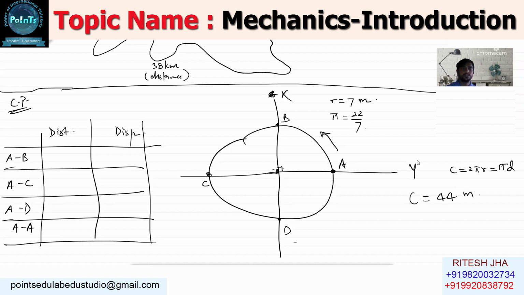So what do you think the distance from A to B would be? 11 meters. Yes. So you know that this will be 22 meters, this will be 33 meters, and this will be 44 meters. How about the displacement?